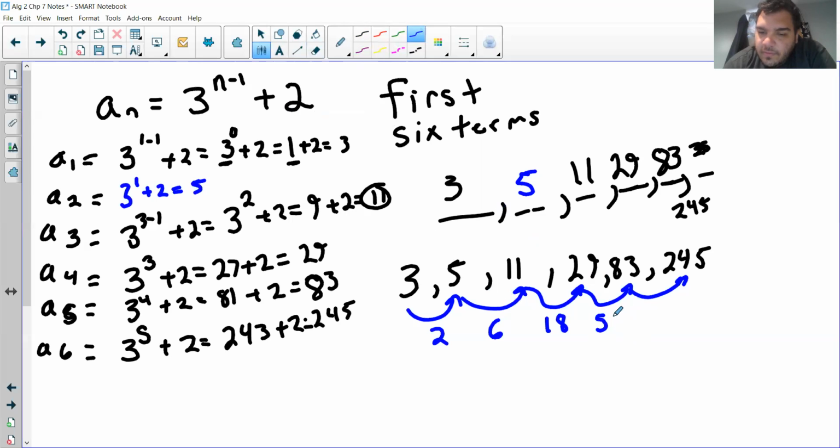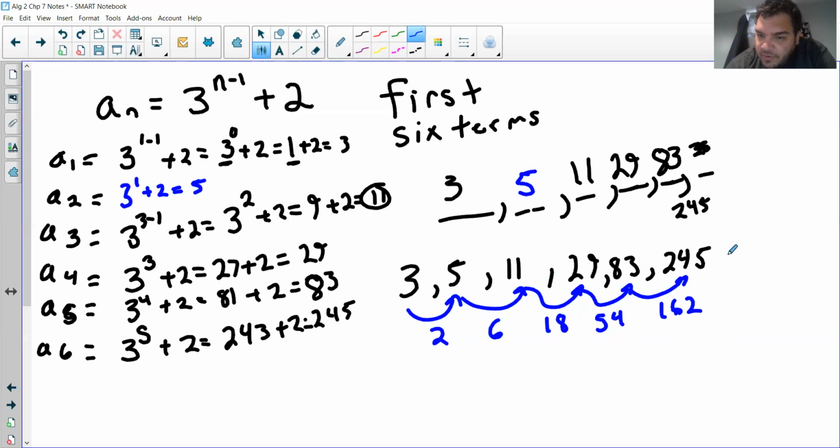And then 83 and 245, the difference is 162. There we go.